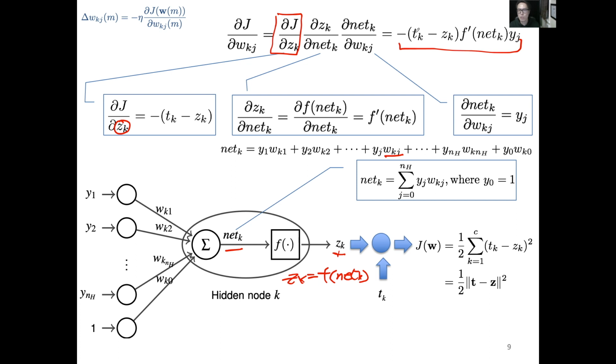Once you know the training samples, plug them into this equation. You know tk, you know zk. Present the sample into the neural network, you can find out what zk is, and then substitute that into this equation, and you find this part. Once you define the learning rate, you know the delta wkj, so now you know how to update these w.